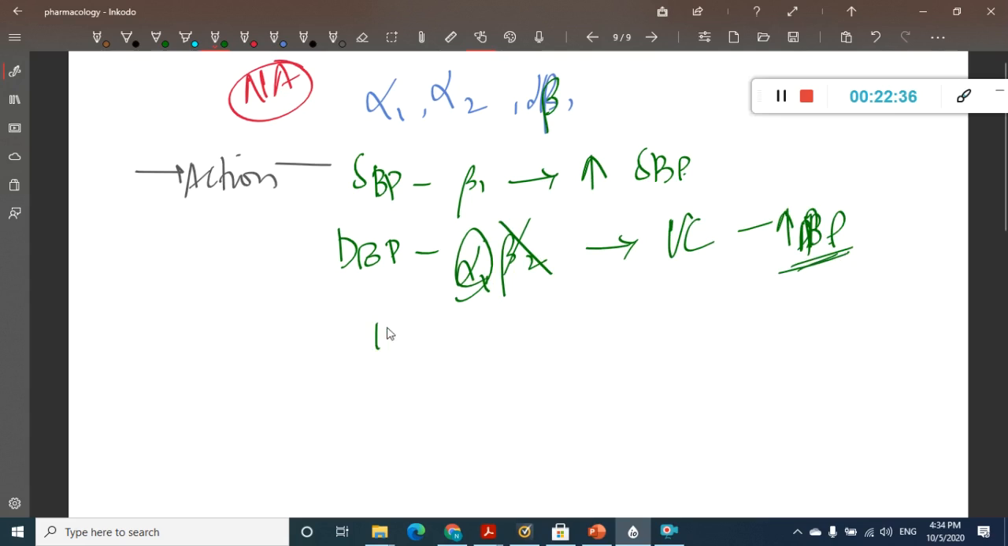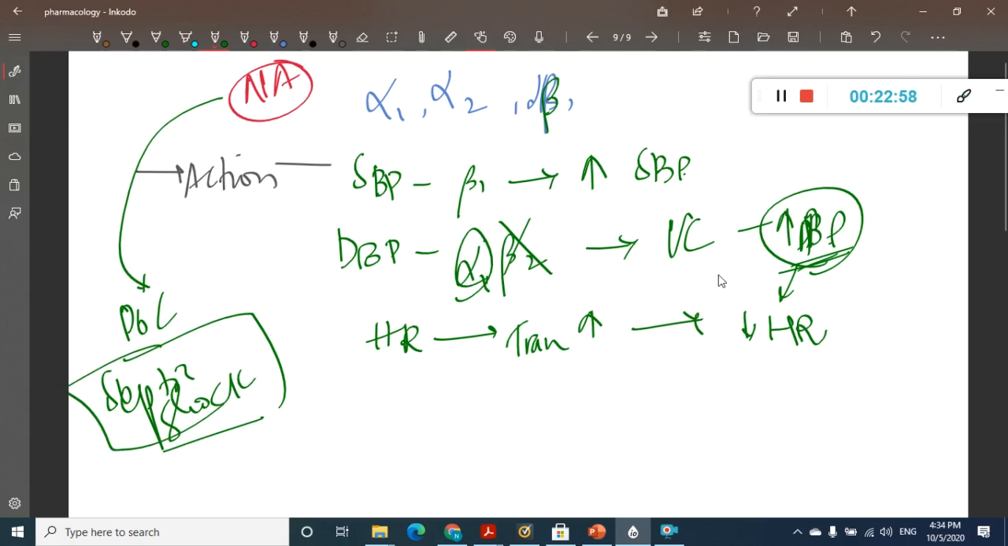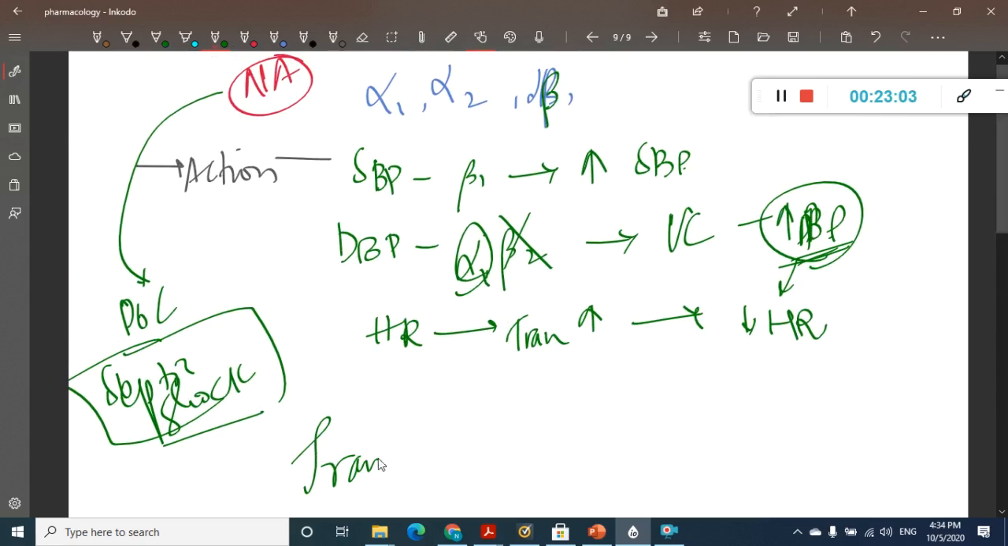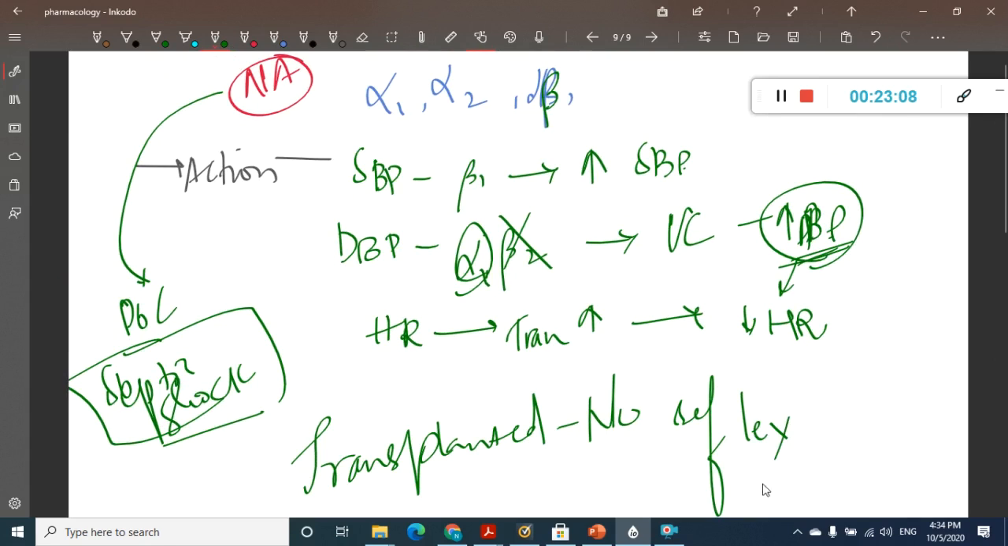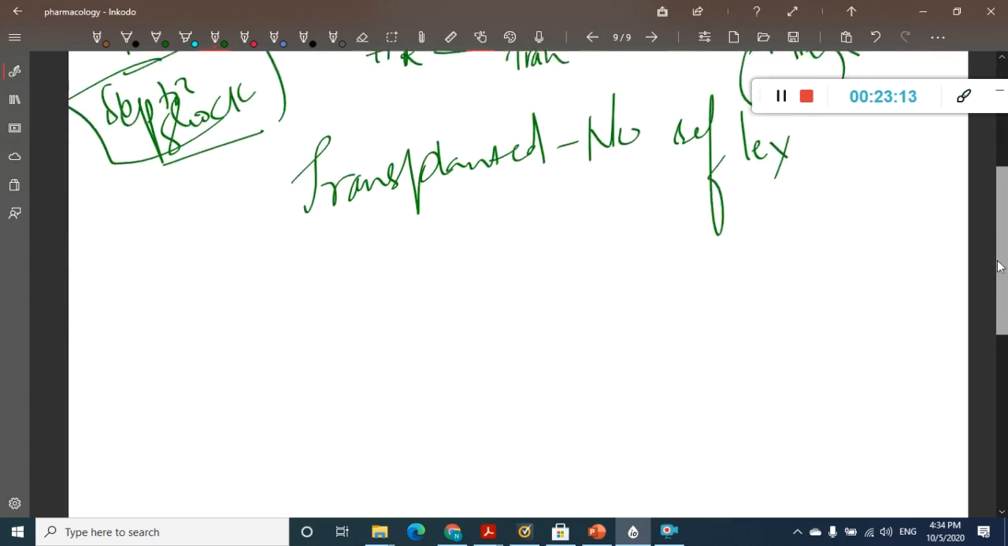Whenever there is an increase in diastolic blood pressure, initially there is a transient increase in heart rate, followed by a decrease in heart rate due to the reflex increase in blood pressure, that is, reflex bradycardia is seen. Noradrenaline is the drug of choice for septic shock, so remember that. In a transplanted heart, no reflex action is seen, so there is no reflex bradycardia. You should remember this.